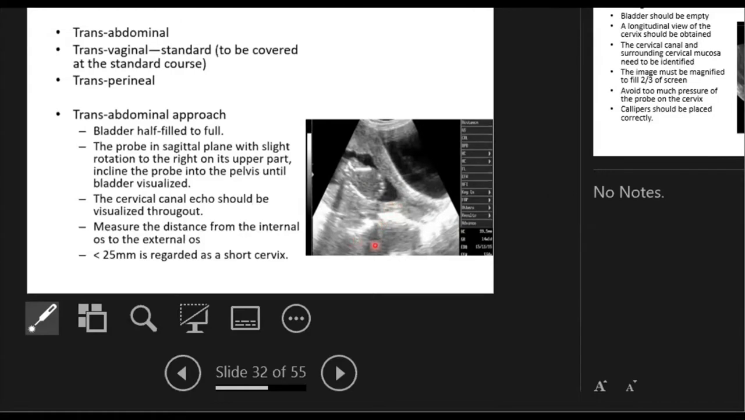When we are assessing the cervix, the cervical canal echo should be visualized throughout from the internal os to the external os. And if the cervix measures less than 25 millimeters, it's regarded as a short cervix. So this is the maternal cervix, maternal bladder, lower segment. We have a pool of liquor. This is the cervix, and we can actually see the mucus plug, which we are referring to as the cervical canal echo, which we should see from the internal os all the way to the external os.